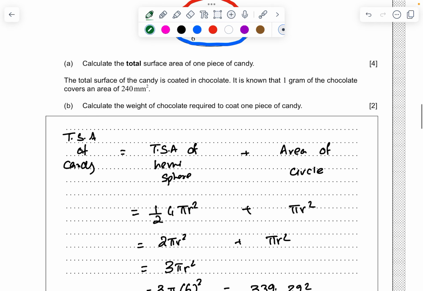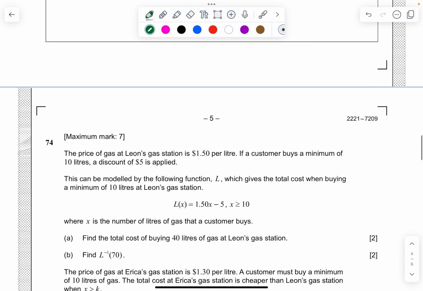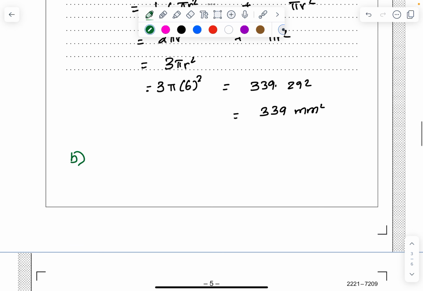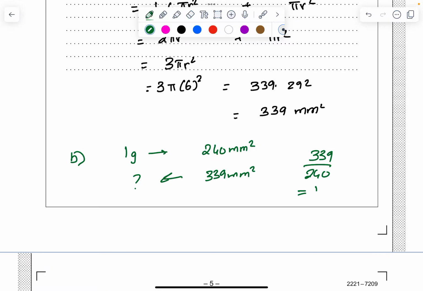Coming to part B, the total surface area of the candy is coated in chocolate. 1 gram of chocolate can cover 240 meters square. Calculate the weight of the chocolate to coat one piece of candy. So 1 gram coats 240 square. So 339 square, how many grams? It's going to be 339 divided by 240, which is 1.41 grams.